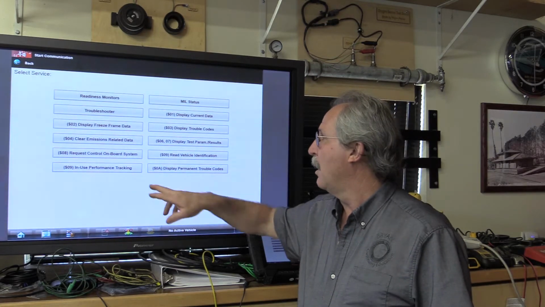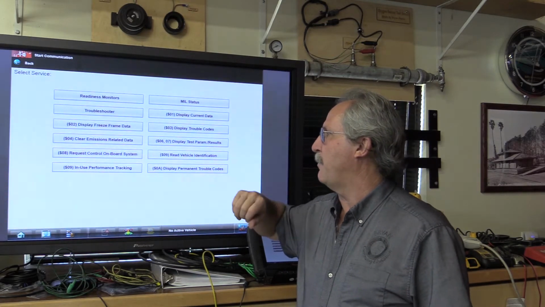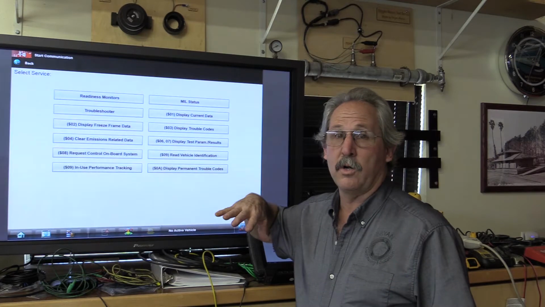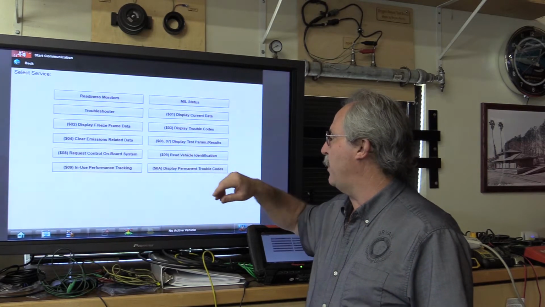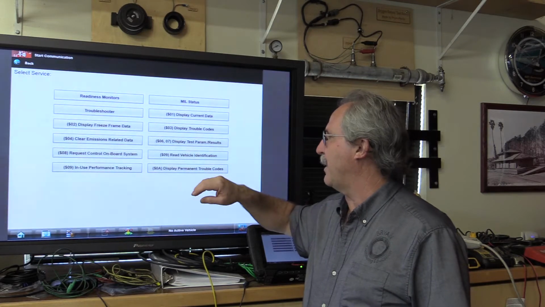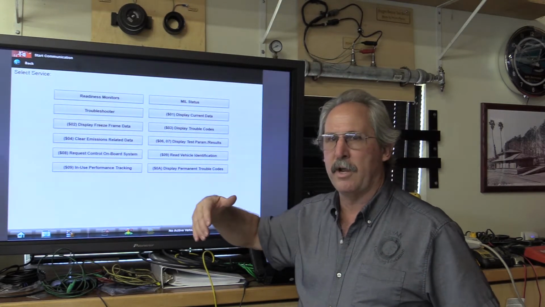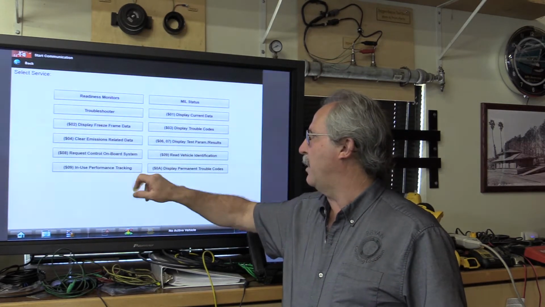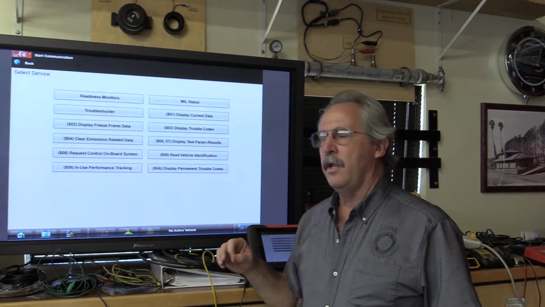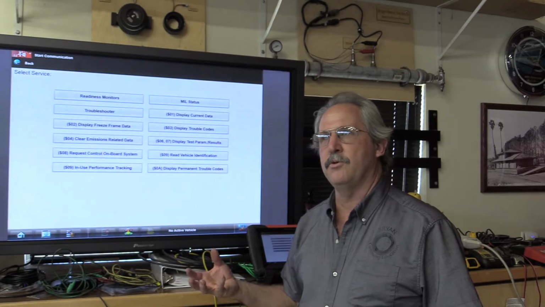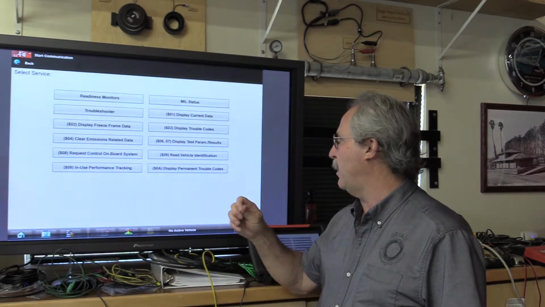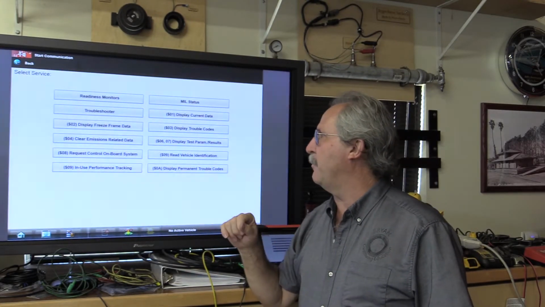Mode 8, request for bidirectional control, which doesn't work on this vehicle, but it is there in the menu. My read vehicle identification, so this is my calibration ID, my programming for my computer. My in-use performance tracking is looking at my monitors and how many times they've attempted to run and how many times they've successfully run. And then mode 0 is my permanent codes.